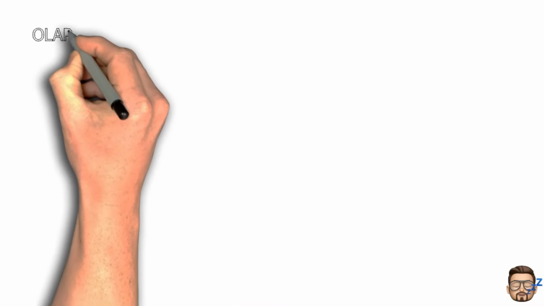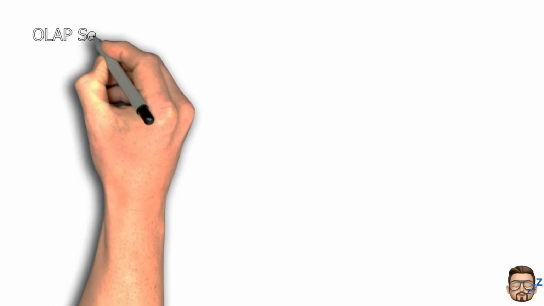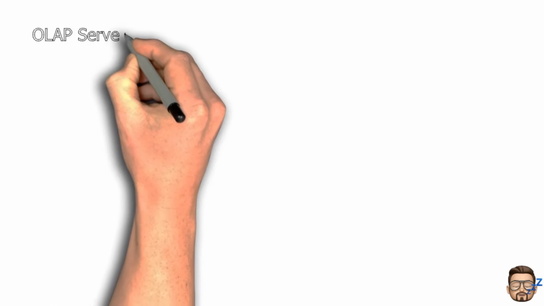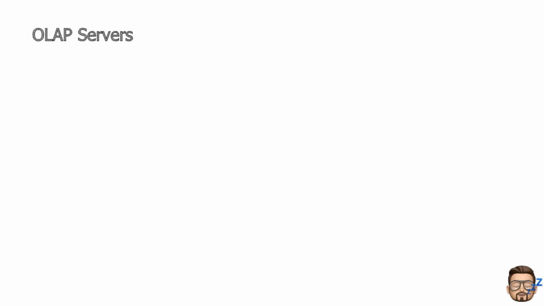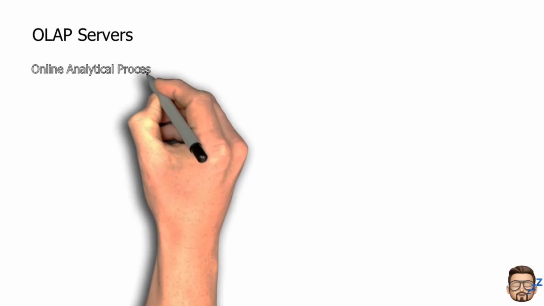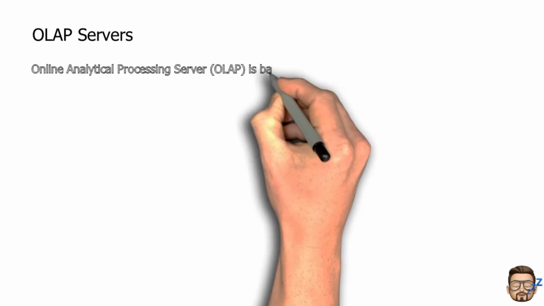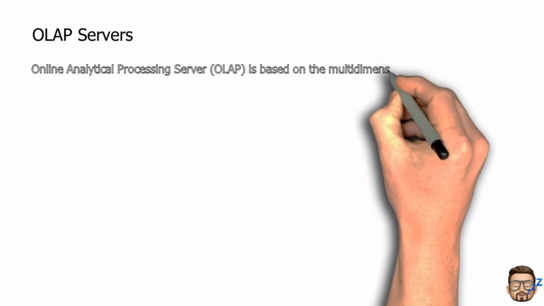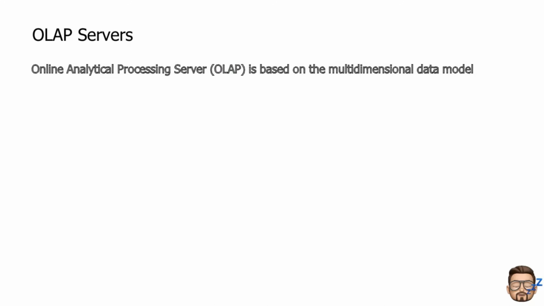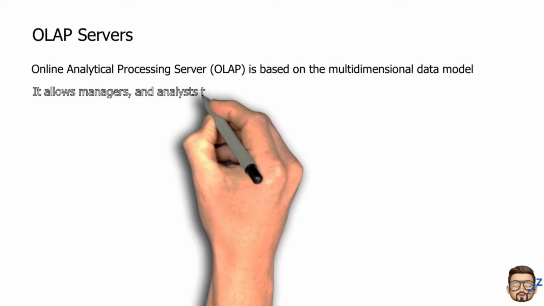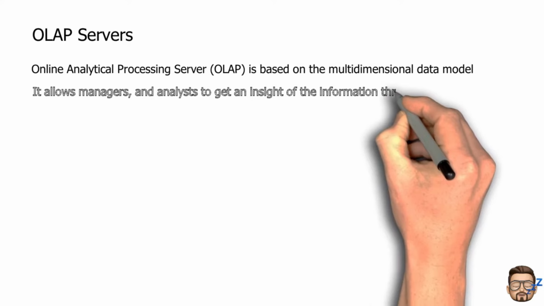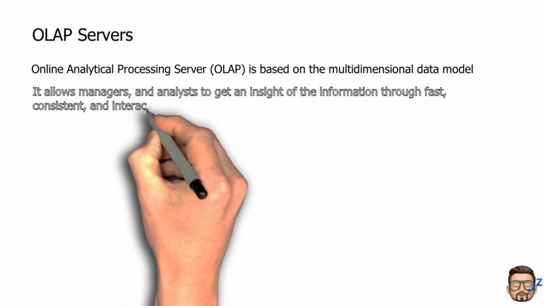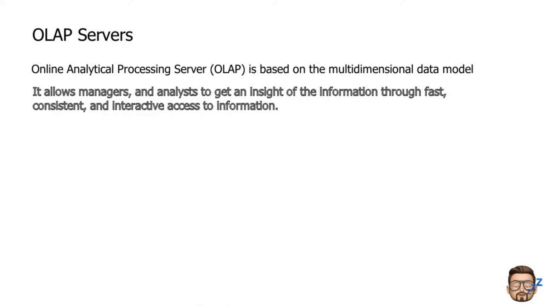OLAP tools or OLAP servers are categorized according to the architecture used to store and process multidimensional data. There are four main categories of OLAP tools, which are multidimensional OLAP, MOLAP, relational OLAP, ROLAP, hybrid OLAP, HOLAP, and desktop OLAP. These OLAP tools allow managers and analysts to get an insight of the information through fast, consistent, and interactive access to information.